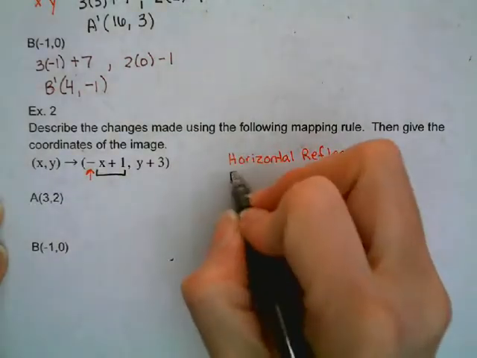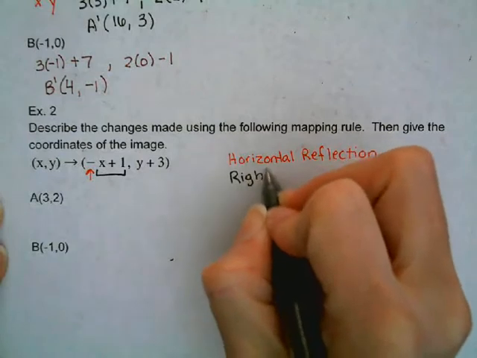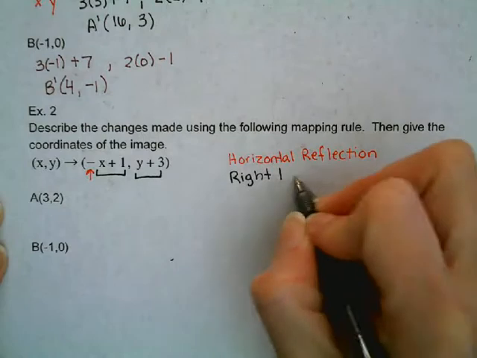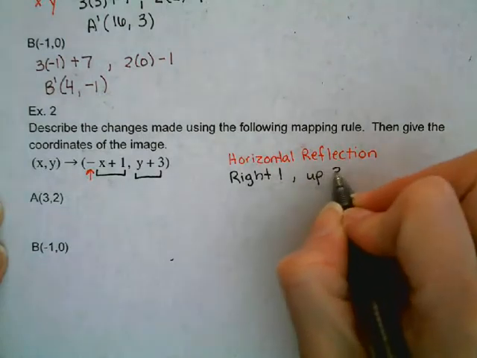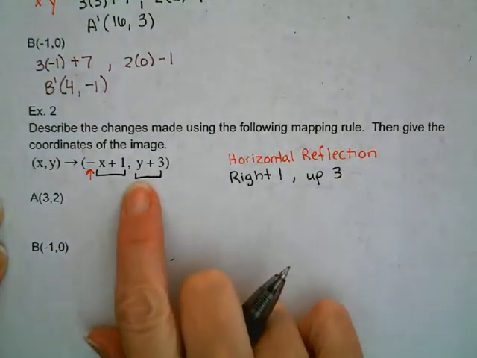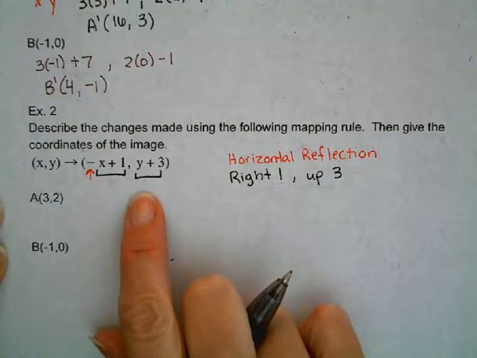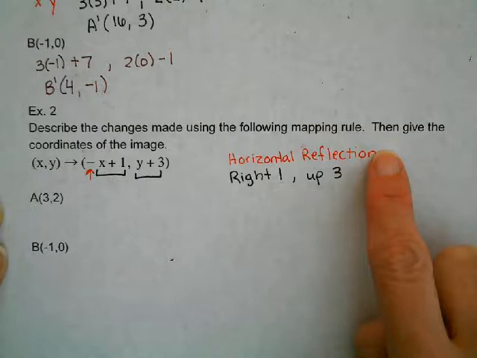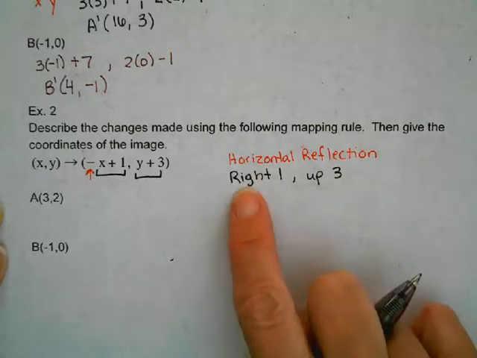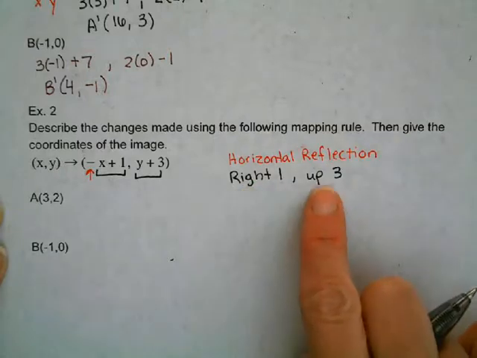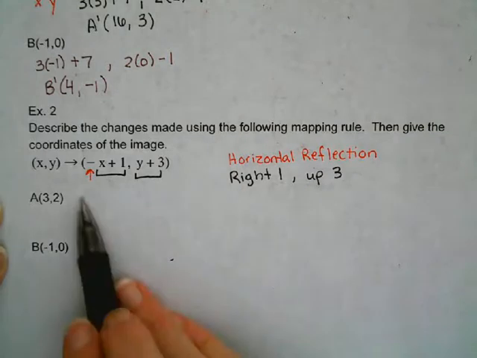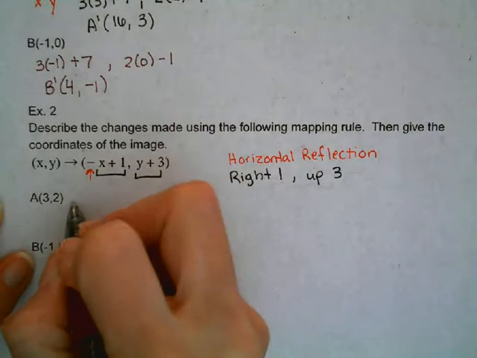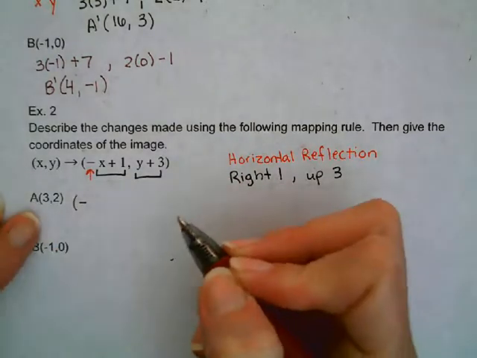The next part you see is the x plus 1. On the x-axis, if you go plus 1, that would be right 1. And I'll go ahead and do the y plus 3 means up 3. It didn't have any negatives or numbers in front of the y, so there's nothing else besides we have a horizontal reflection because of the negative sign. And the x plus 1 is right 1, y plus 3 is up 3. Now plug in your numbers.